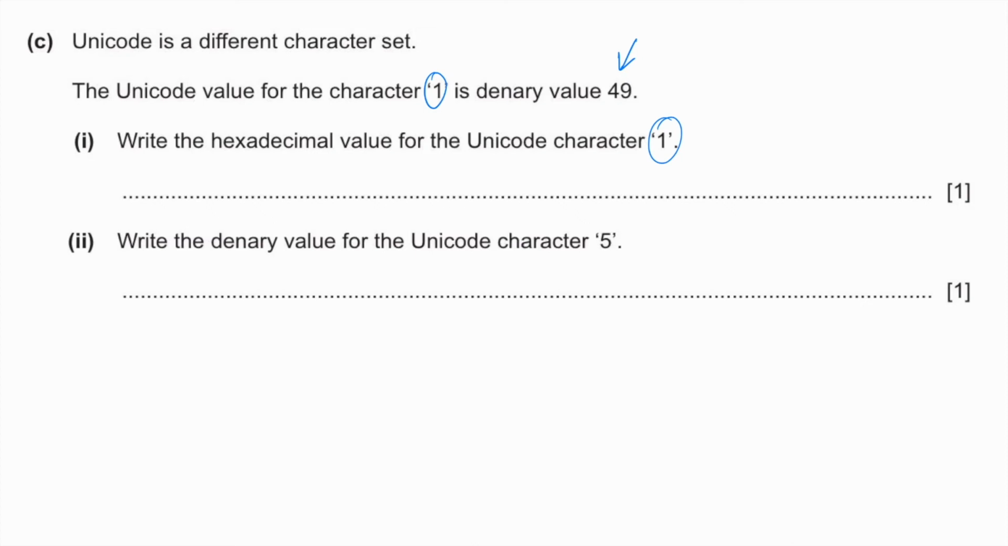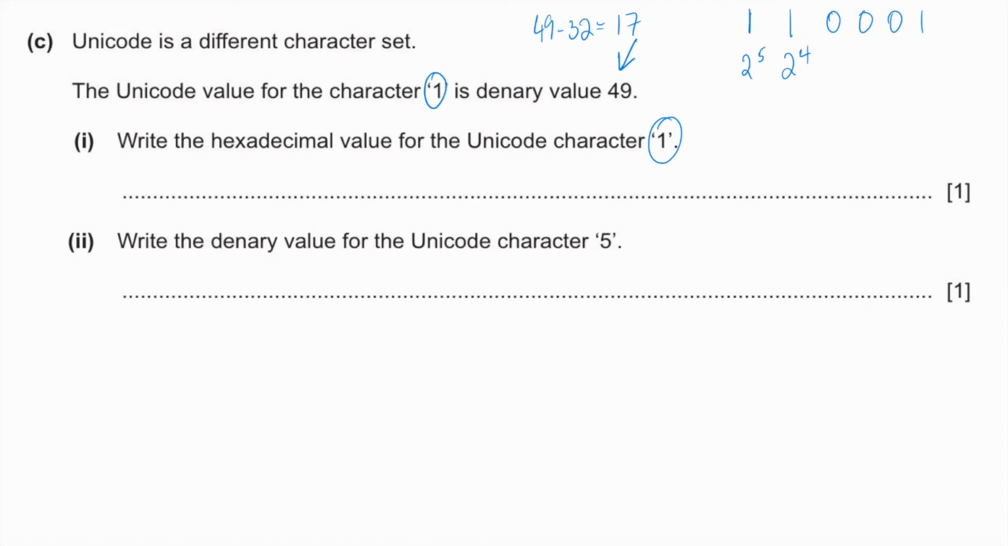So let's see, 2 to the power of 5 is 32. So that's going to be a 1 right there. So 49 minus 32 is going to be equal to 17. Then 2 to the power of 4 is going to be 16, which means I'm going to put a 1 right there. So I'm going to have 1, 1, and then 0, 0, 0, 1. And that's going to be my binary value for 49. So 32 plus 16 is 48, plus 1 is going to be 49.